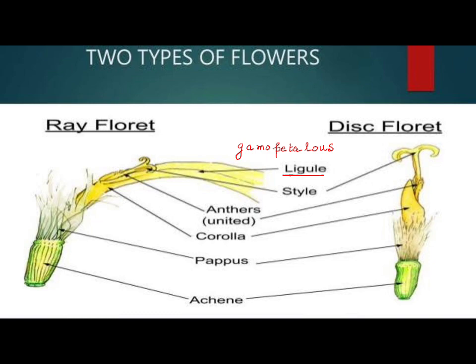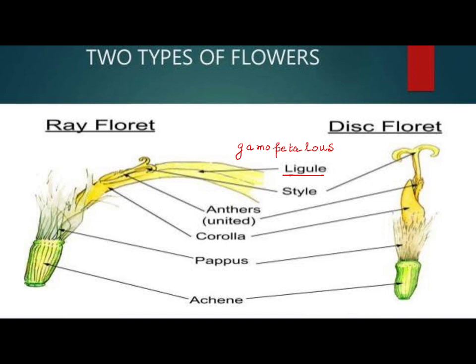So this is one ray. Why is it called a ray? Because the petals of this flower will extend like a tongue outside, resembling a ray. That's why they are called ray florets. Disc florets are at the center part of the disc-like flattened peduncle, so they are disc florets.